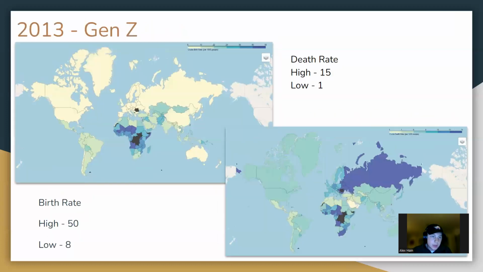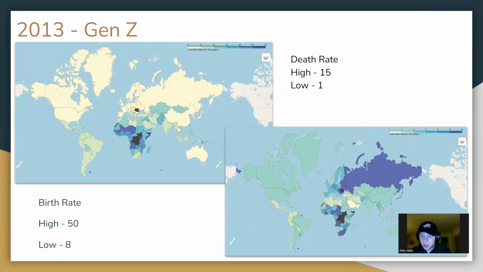And yeah, so for Gen Z, I chose 2013 as the year for that. And here are the maps for those. And again, this is more modern times now. 2013, I know it was 10 years ago, but it's still similar to how life is today, in terms of medical technology and all that stuff.